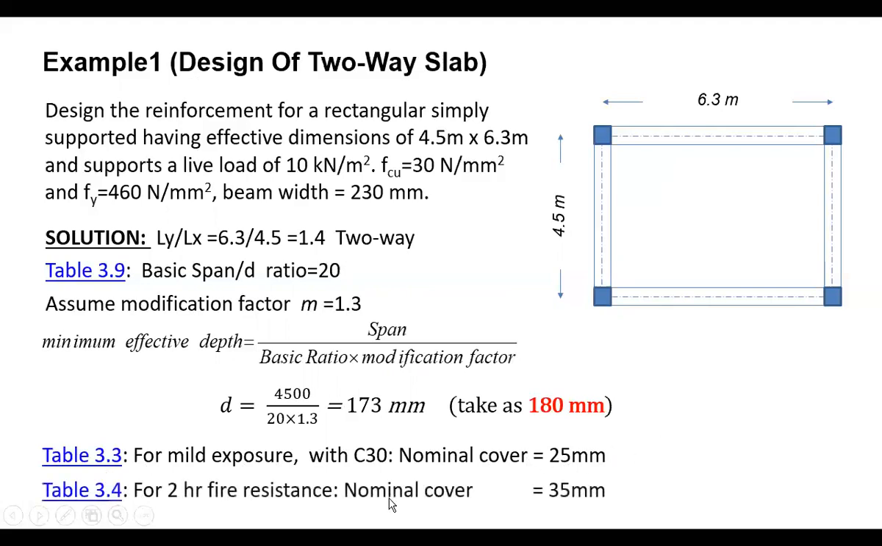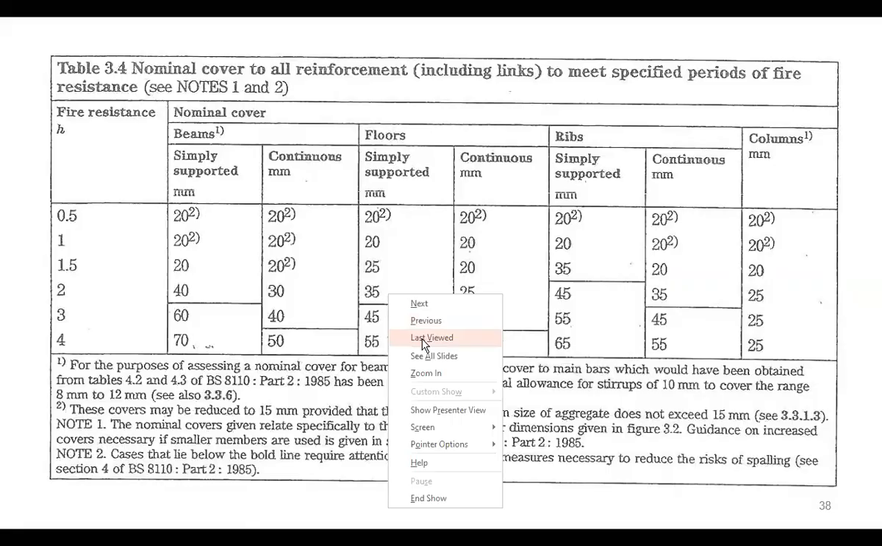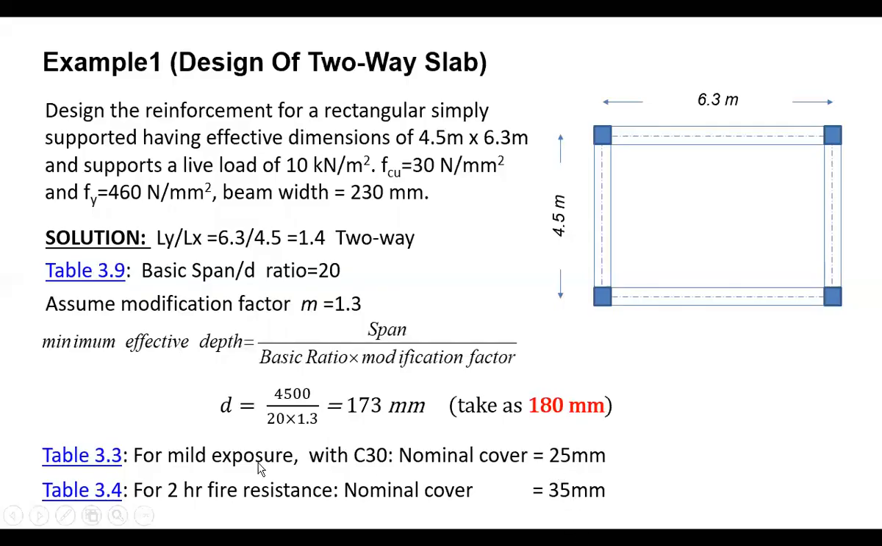Also, we have to check for fire resistance. For this problem, we assume that we have a 2-hour fire resistance. Okay, it's not given here, but I assumed it in my calculations. So from table 3.4, let's go and see here. For 2 hours fire resistance, you will go here, and we are talking about floors, and it's simply supported, not continuous. So the value here for the concrete cover is 35 millimeter. So we'll use 35. You have two values, 25 from table 3.3 and 35 from table 3.4. We take the larger value from these, which is 35 millimeter.